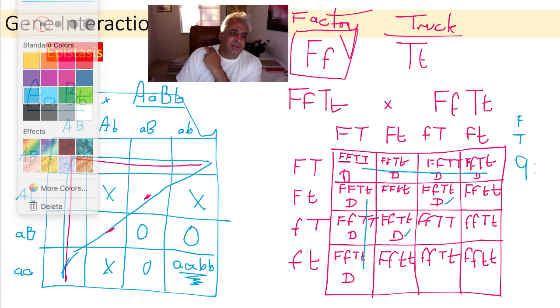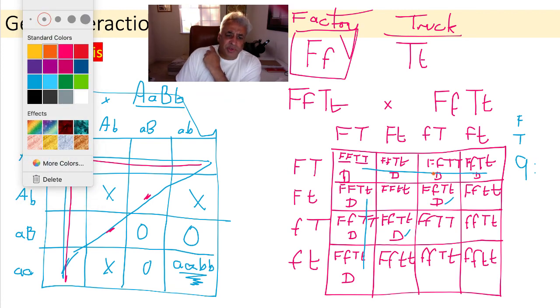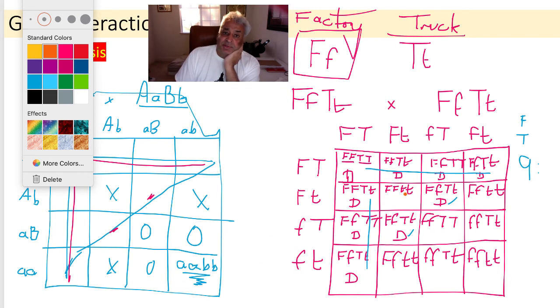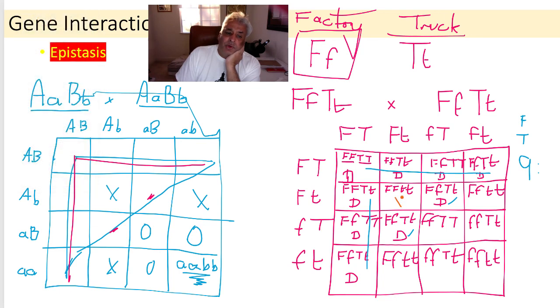So let's change colors, and let's use orange, and look at this situation. Here the factories are working, but the trucks are broken, both trucks. Therefore, there's going to be no delivery. Factory's working, but trucks are not working. We don't get a delivery. Here, the factory's working, the trucks are not working. We don't get a delivery.